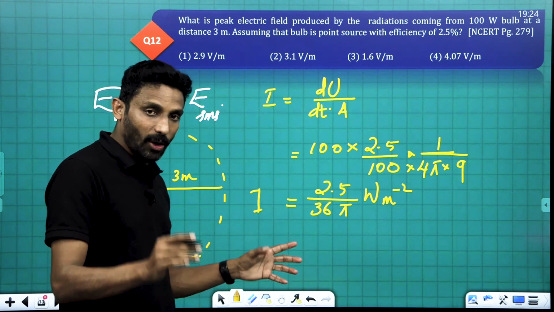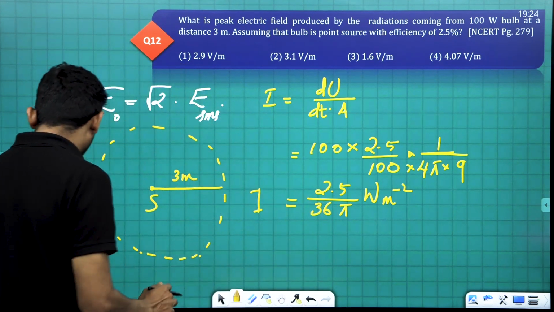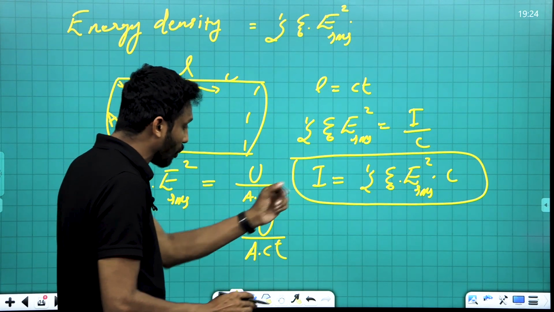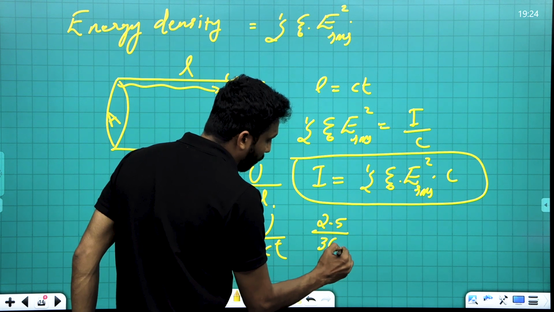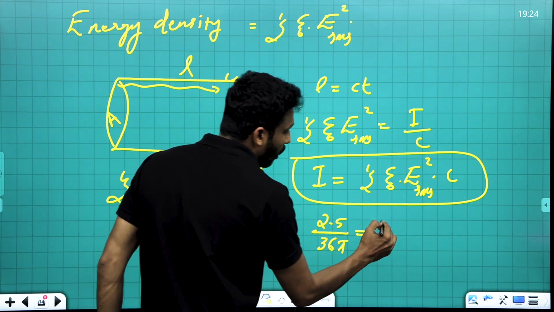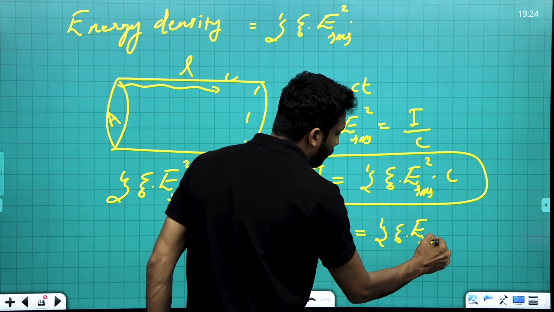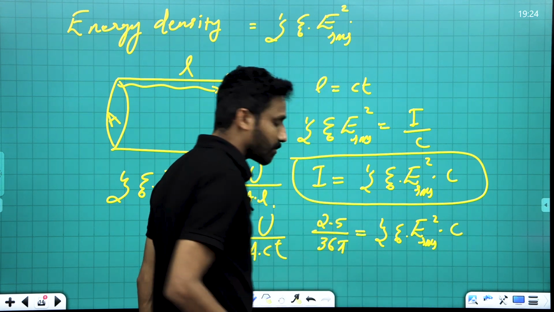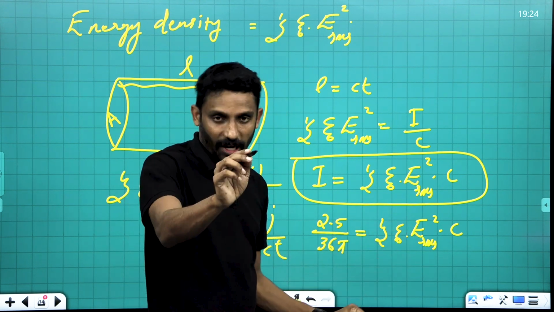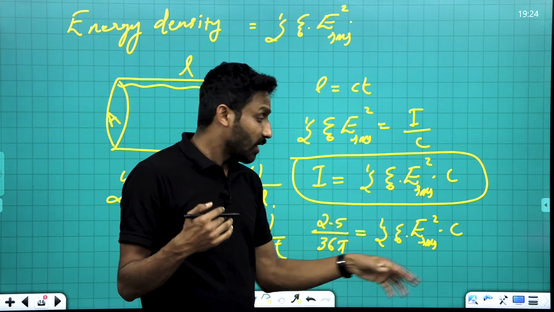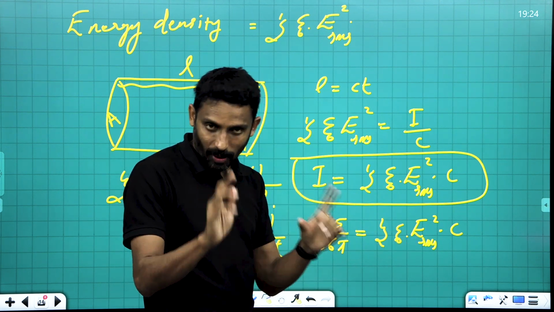Now listen. What is the intensity value here? The intensity value from the question is 2.5 divided by 36 pi. You put here 2.5 divided by 36 pi is equal to half into epsilon 0 E RMS square into C. Epsilon 0 we know, C value we know. So from this, we get E RMS value.